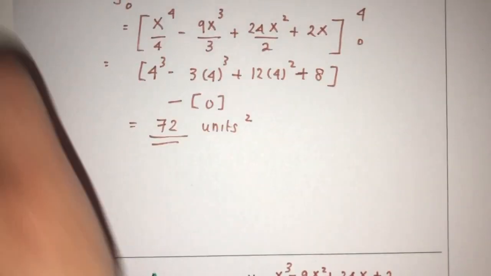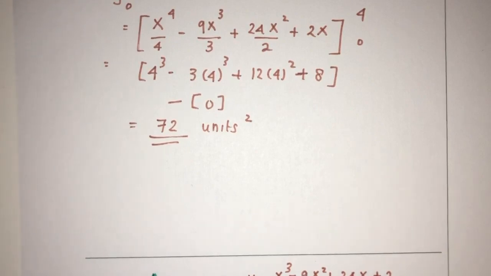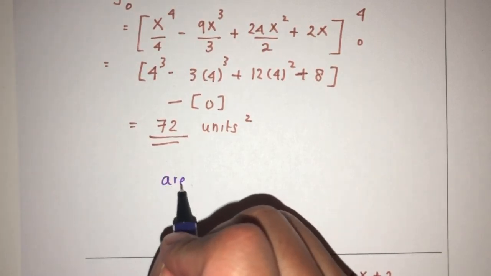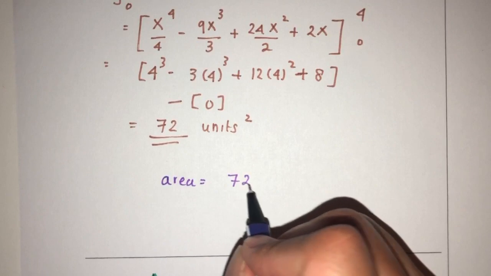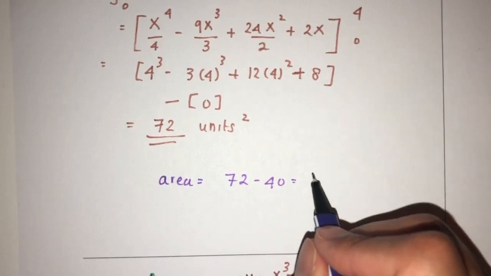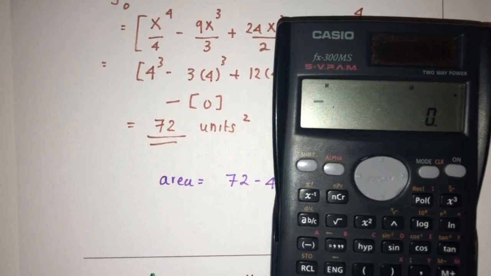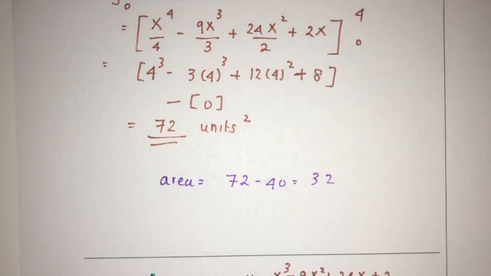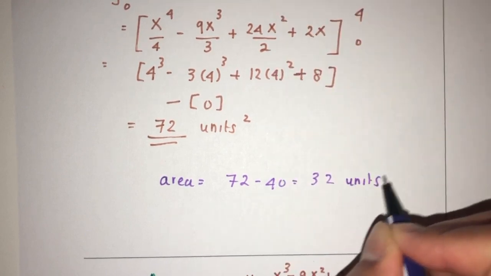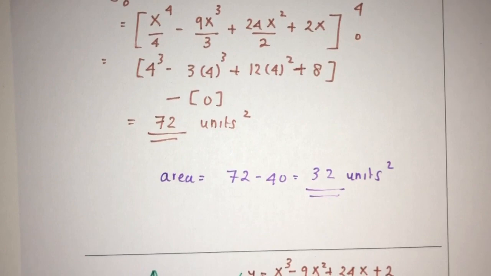So we go back to the main question. As we can see here, the area of the region enclosed will be 72 minus 40, that should be 32. But always double check because we want to avoid silly mistakes. And of course mention the units will be unit square. This is the area of the region that we need to find for question number 10.